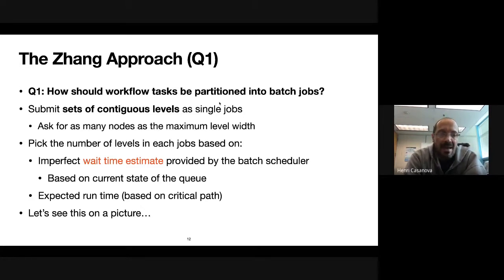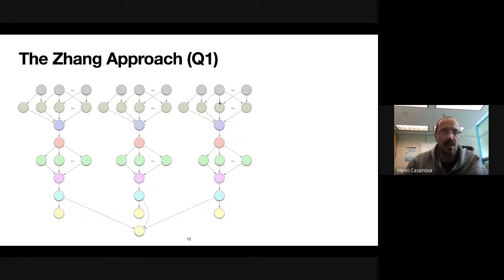Right? And so those estimates are not predictions. There's a big literature, of course, on batch queue prediction. Those are simply based on the current state of the queue, and we have no idea what the future state of the queue will be or what jobs are going to be coming in. And then that gives us an estimate of the wait time, and then we estimate the runtime based on the critical path, and then we try to pick the best option. So it's actually very straightforward. There are a lot of details in the Zhang algorithm I'm glossing over. I'm happy to answer questions about its details, but here is the high-level idea.